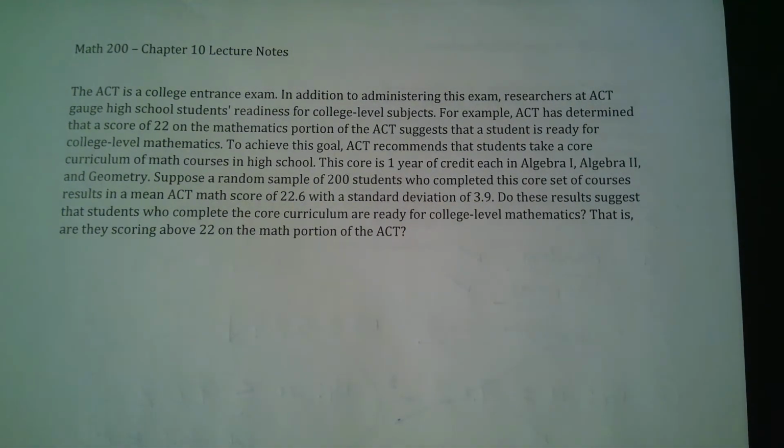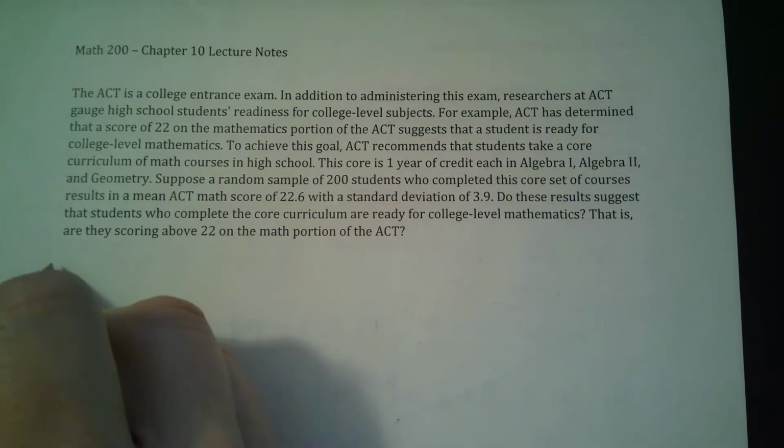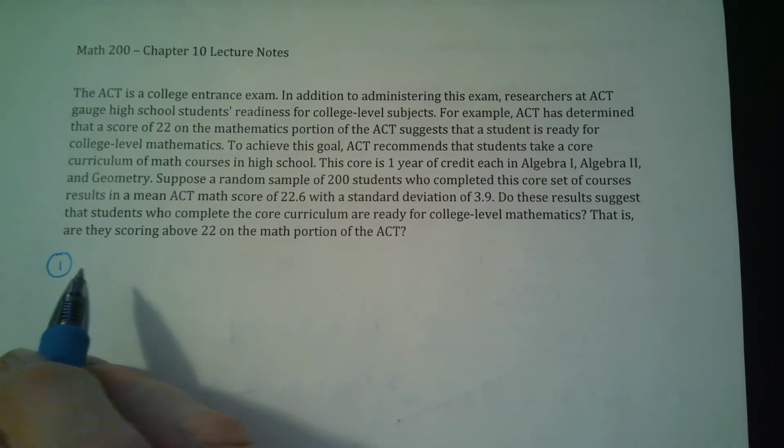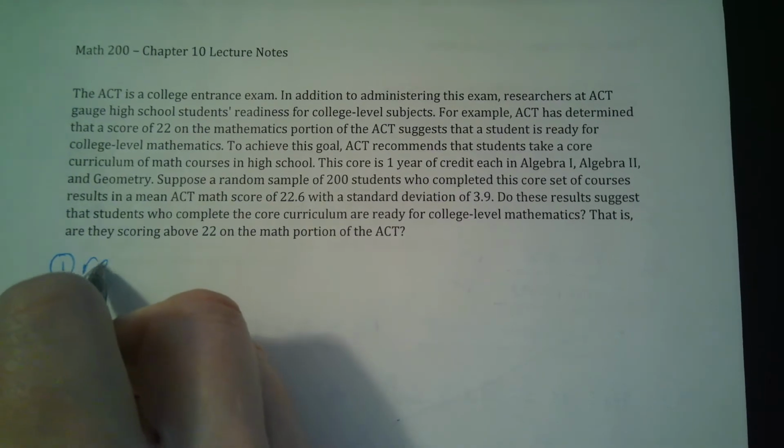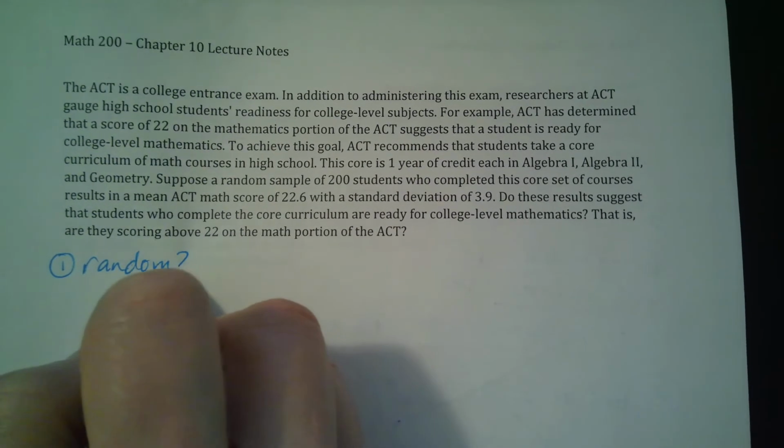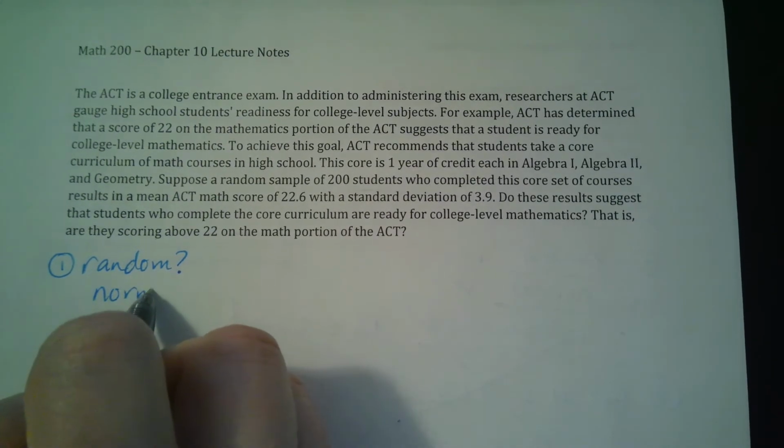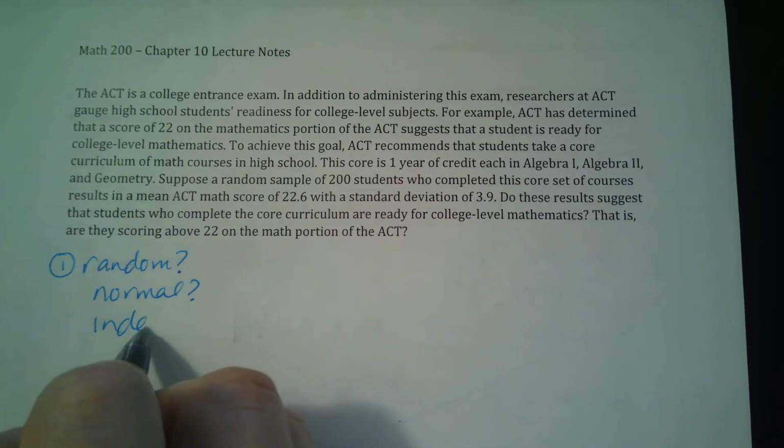Suppose a random sample of 200 students who completed this core set of courses results in a mean ACT score of 22.6 with a standard deviation of 3.9. Do these results suggest that students who complete this core curriculum are ready for college level math? That is, are they scoring above the 22 on the math portion of the exam? Okay, so first thing first, we have to meet the requirements. You guys should know the requirements by now. Is it random? We got to look for those words. Is it normal? And is it independent?